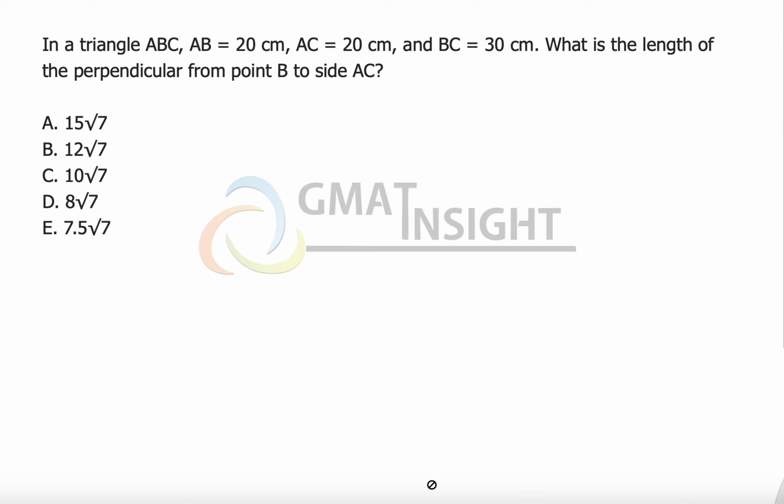In the triangle ABC, AB is equal to 20, AC is equal to 20 and BC is equal to 30. So first of all, to answer any such question, the first step is to draw an appropriate figure. So here, let's quickly draw the figure.